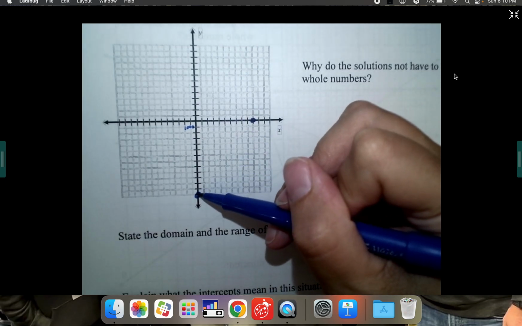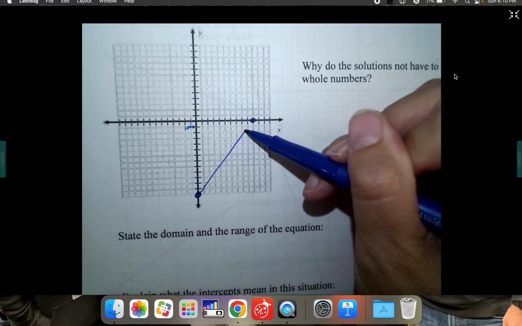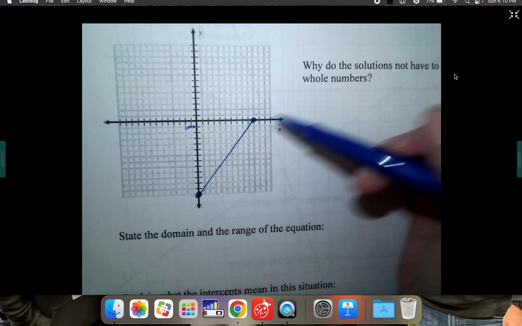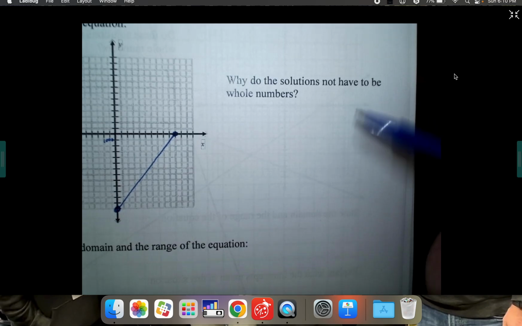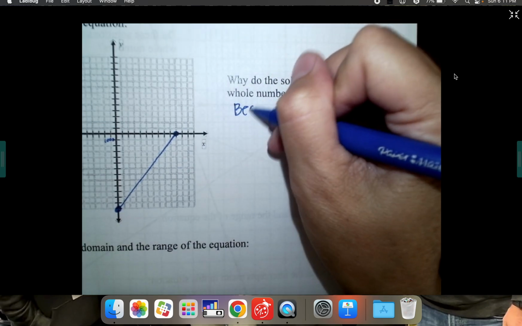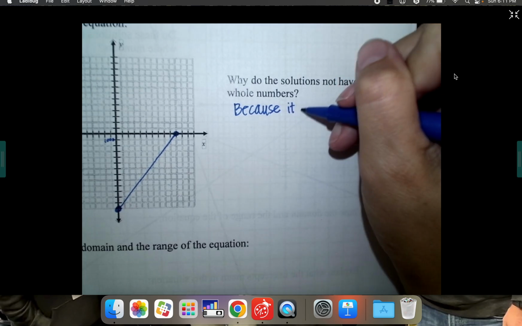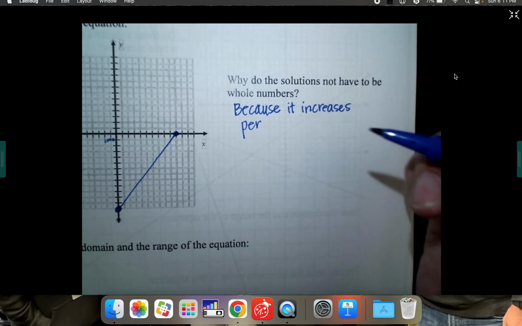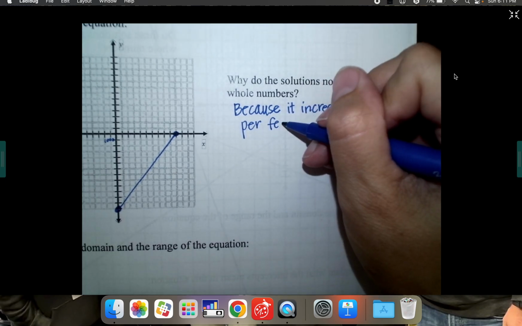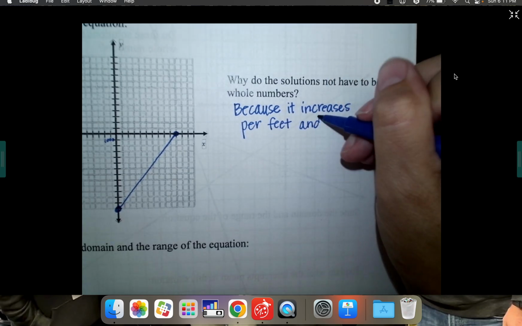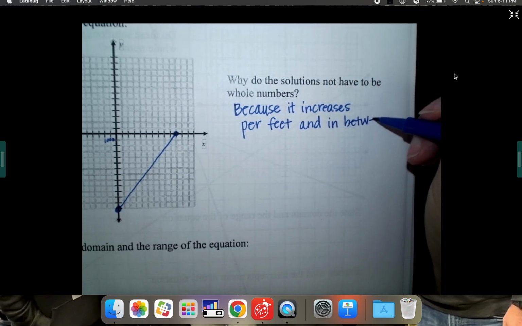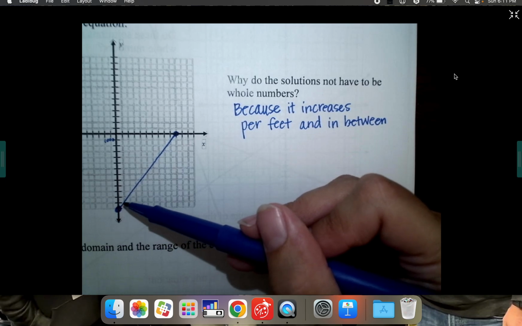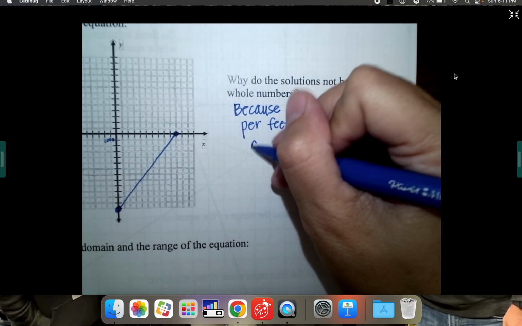So this one can be connected. You can go ahead and connect them because it will have in between amounts. In fact, it asks this question right here. Why do the solutions not have to be whole numbers? Because it increases per feet and in between amounts. I hope that makes sense. So it's not just all of a sudden it's here and then it pops up and immediately it's here. It ascends at a constant rate, so in between amounts.